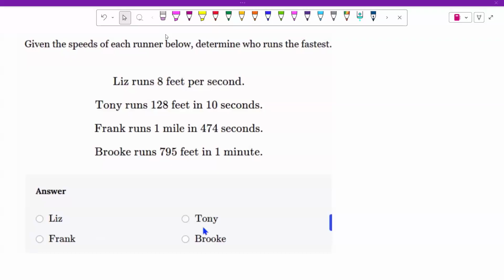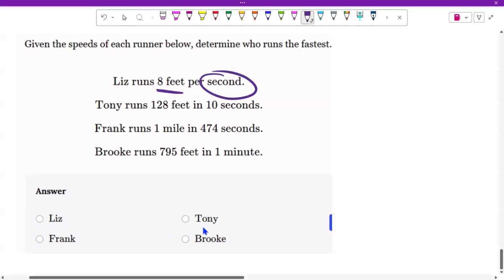Given the speeds of each runner below, determine who runs the fastest. So you want to know who runs the fastest. Now over here we can see that they are giving that someone ran 8 feet per second. Someone ran 128 feet in 10 seconds, 1 mile in 474 seconds, and 795 feet in 1 minute. Now, what do you think?